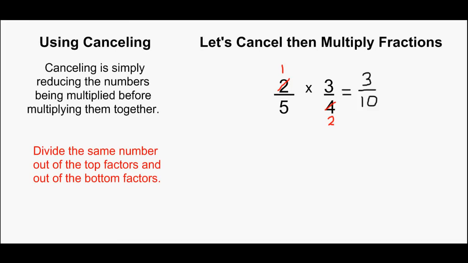Now, multiply across the top. 1 times 3 is 3. Multiply across the bottom. 5 times 2 is 10. Our answer, 3/10.